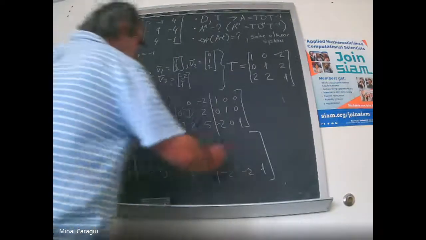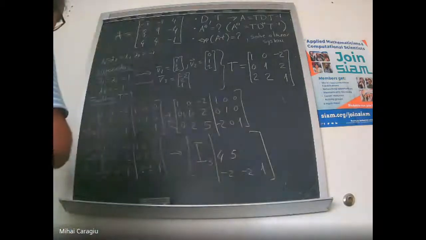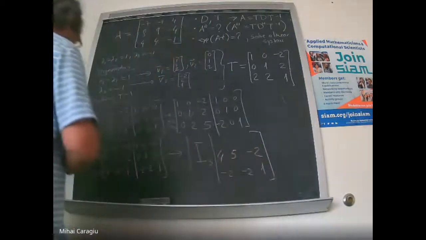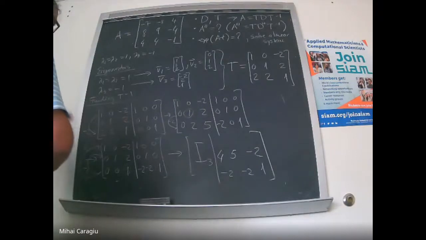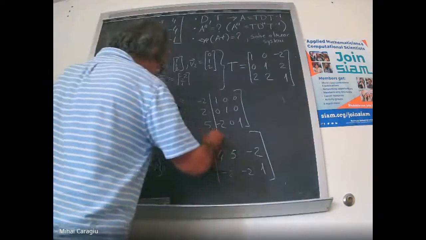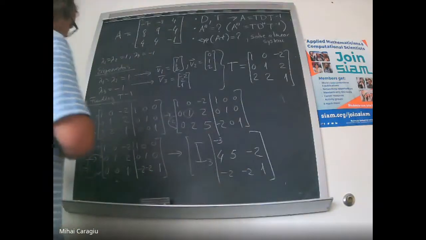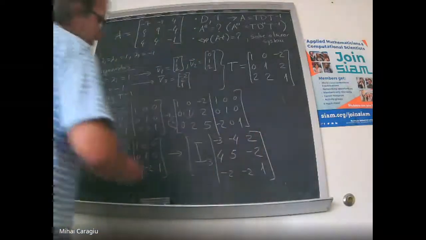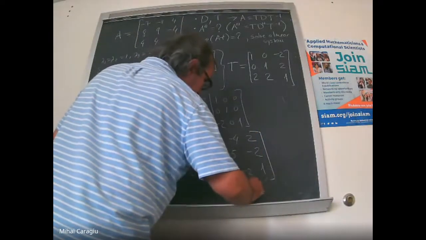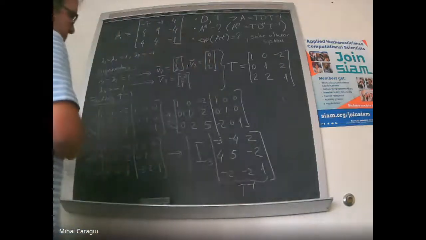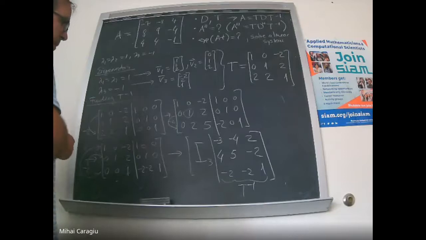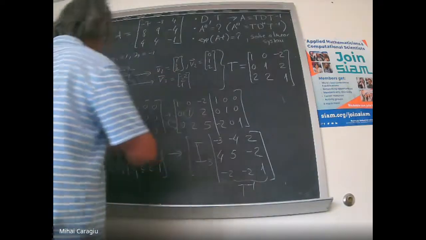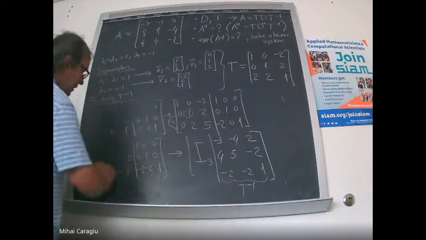We get a 5. And then we get a minus 2. Then multiply the third row by 2 and add it to the first row. So we'll get minus 3, minus 4, and 2. So this will be, according to this algorithm, the inverse of T. So let's keep the fruit of the work and erase the work. So finding T inverse, we got this.